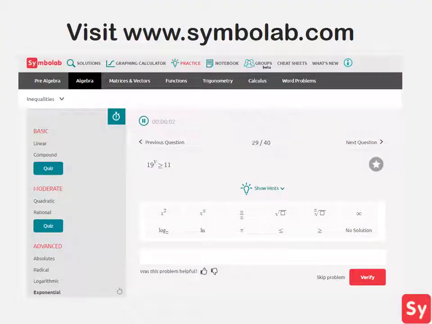In order to get better at solving exponential inequalities, you have to practice solving them.